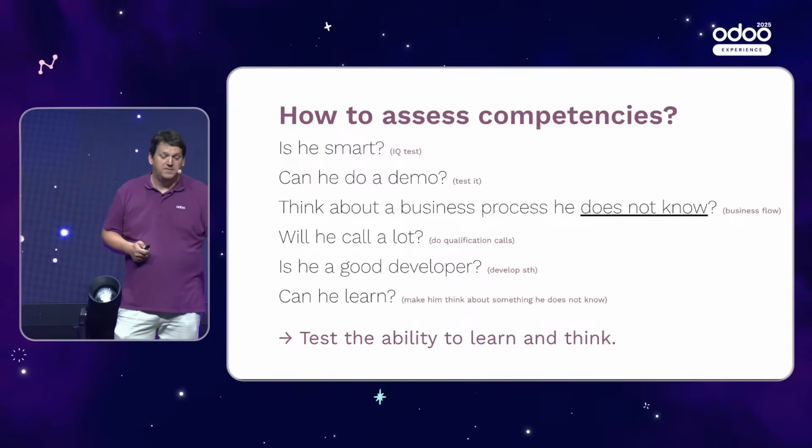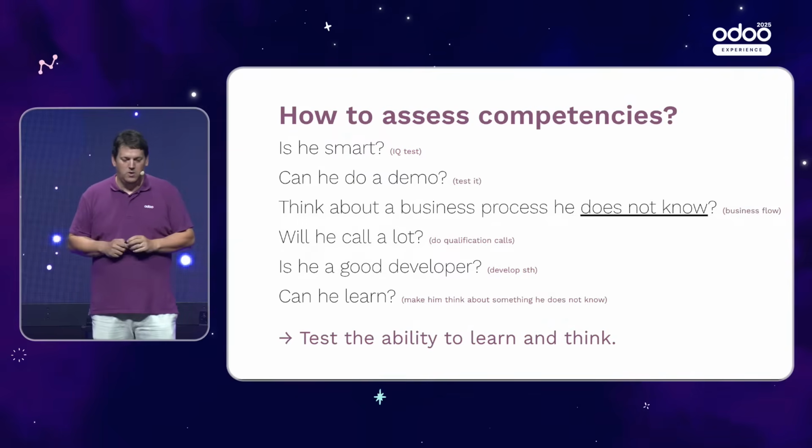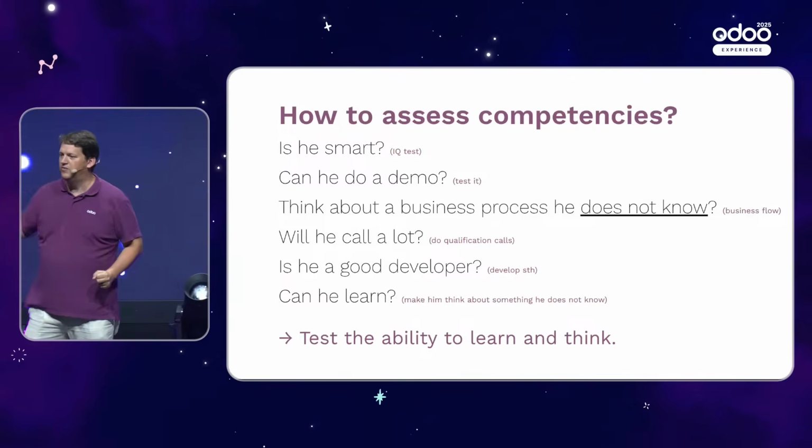So how do we assess competency? We check if he's smart, IQ test. We check if he can do a demo. We ask him to do a demo in Odoo. We let him think about the business process. We ask him, you are in the food industry, you have to deliver to Carrefour.